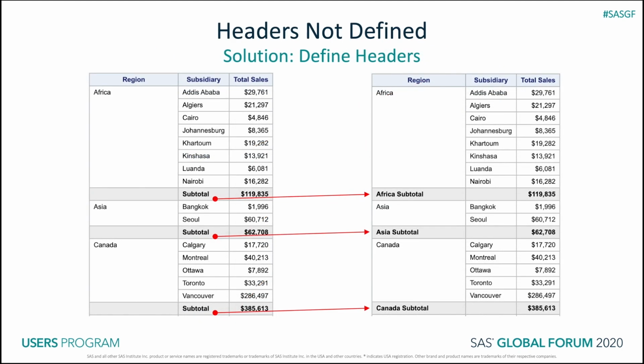Or here, where I have the headers that were not defined. Instead of putting the subtotal in that subsidiary column, I made a new label in the region column called Africa subtotal or Asia subtotal or Canada subtotal. So now as I read through that table, I will hear explicitly that $119,000 belongs to the Africa subtotal and the $62,000 belongs to the Asia subtotal. I don't have to guess which subtotal I'm actually reading.